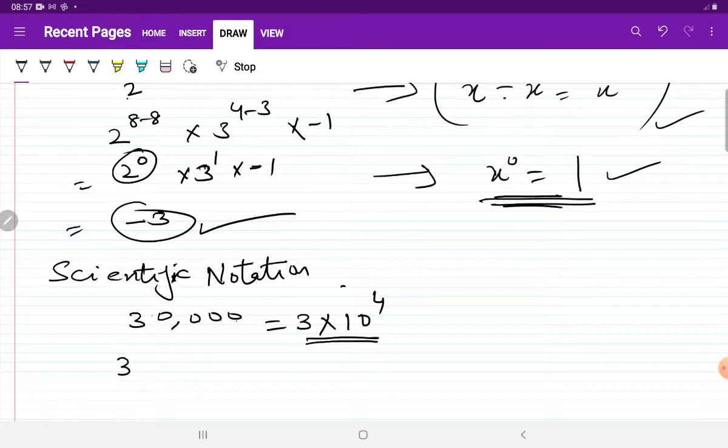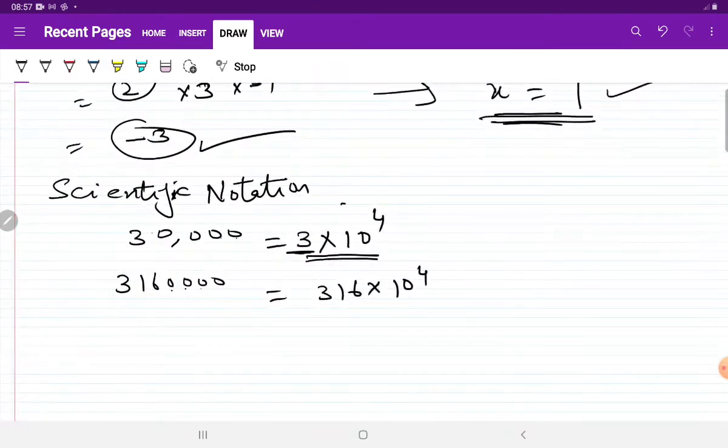But if I have like 3160000, how can I write? That is 316. This is for a one digit number. And here 316 into how many zeros are coming? 1, 2, 3, 4. 10 raised to power 4. But again, after this we can write it in a shorter form, because this is not a one digit number.